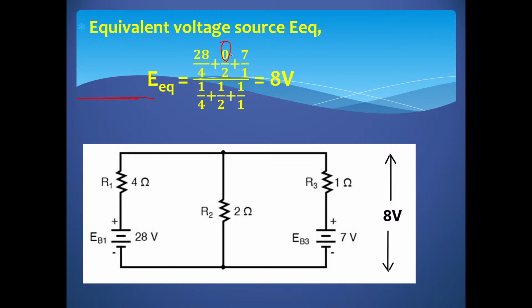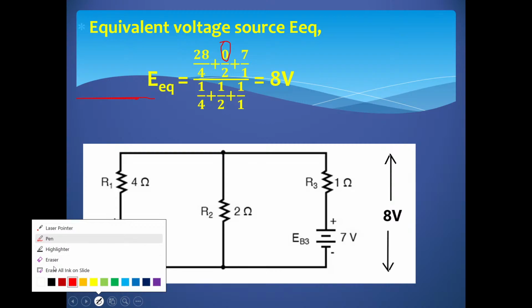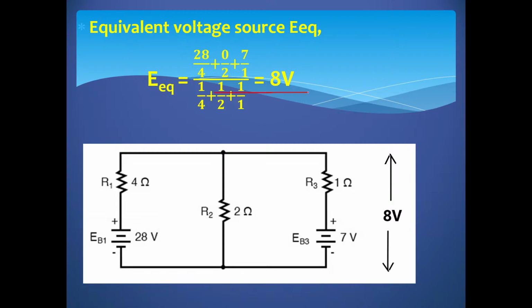We wrote some notation for the second branch, because in the second branch the voltage source was not there. So even though we gave some notation to the second branch, we assumed that there is a voltage source whose value is 0. That's it. So 0 by 2, 7 by 1, whole divided by 1 by 4 plus 1 by 2 plus 1 by 1. You just simplify it, you will get 8 volts.